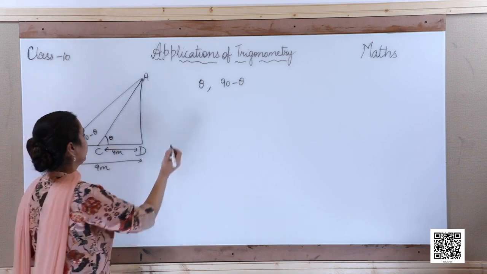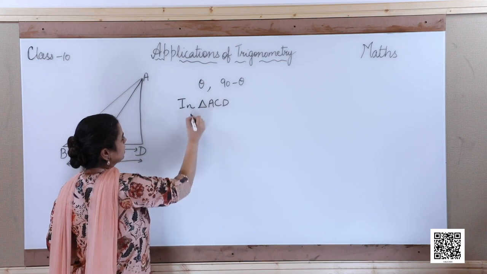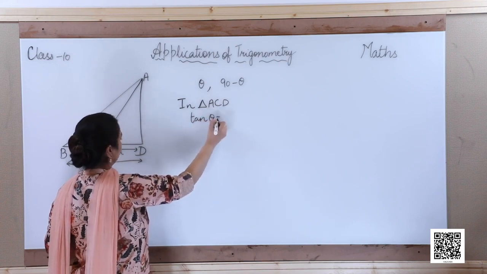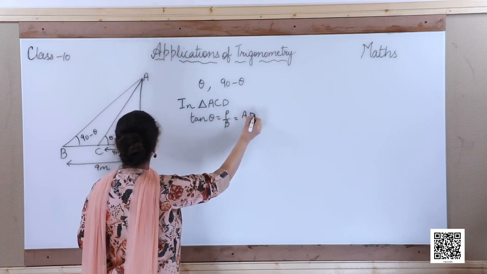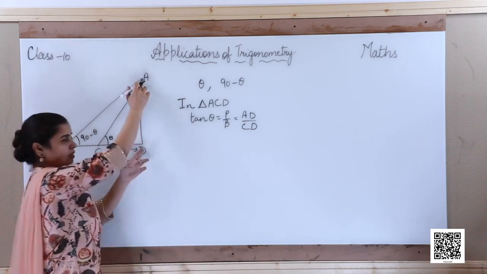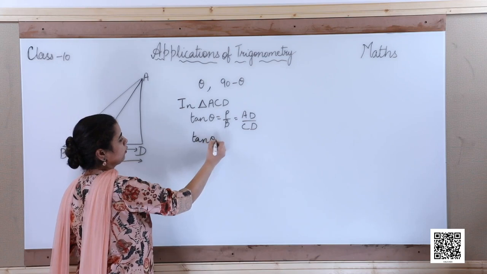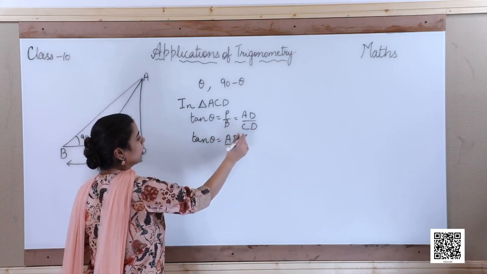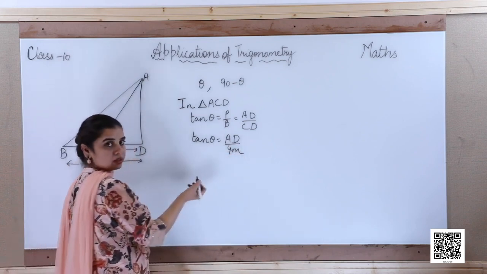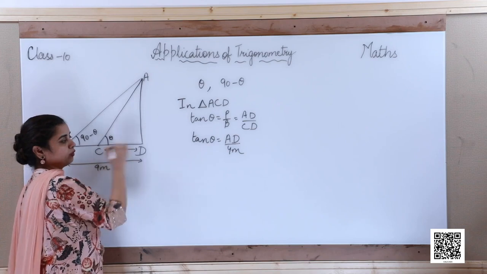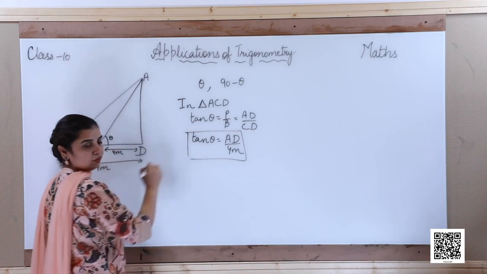Now first of all, let us look at the smaller triangle. In triangle ACD, tan theta is equal to perpendicular upon base, which is equal to AD upon CD. As you can see, this is the perpendicular and this is the base. I don't know the value of AD, of course, because I have to find it, but I know the value of CD, which is 4 meters, as it is given that the first point is at a distance of 4 meters from the base of the tower. So I get tan theta is equal to AD upon 4 meters.